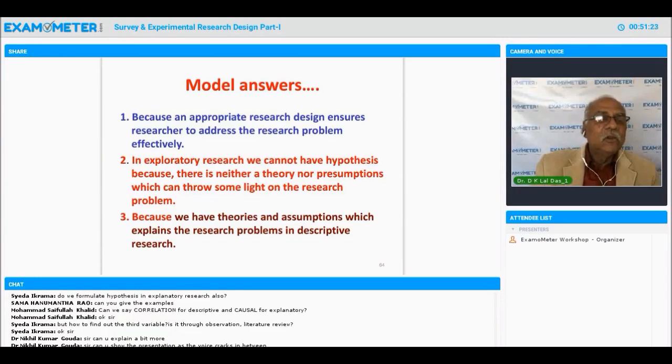Because an appropriate research design ensures researcher to address the research problem effectively. Second, in exploratory research, we cannot have hypotheses because there is neither a theory nor presumptions which can throw some light on the research problem. Third, in descriptive research we have theories and assumptions which explain the research problem.